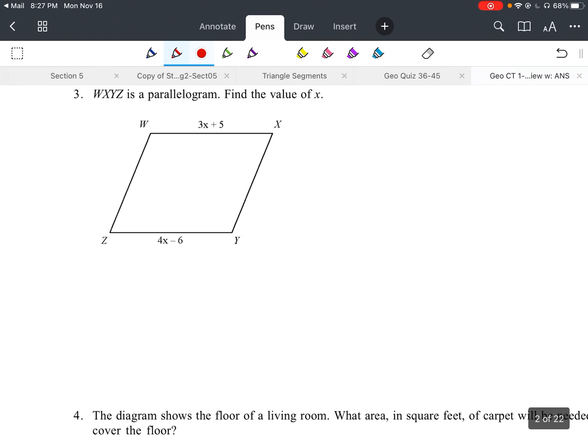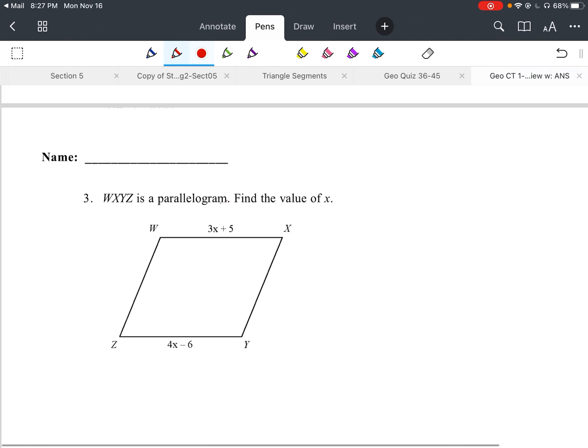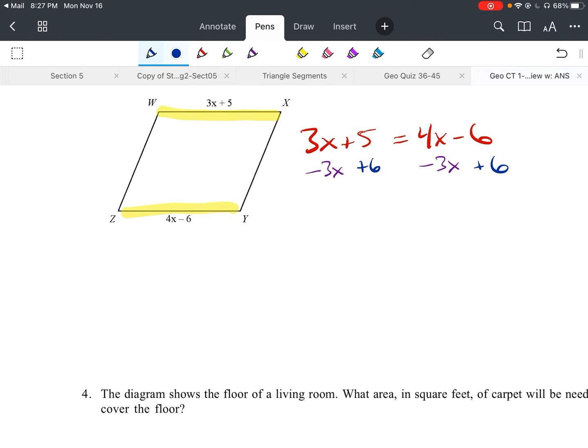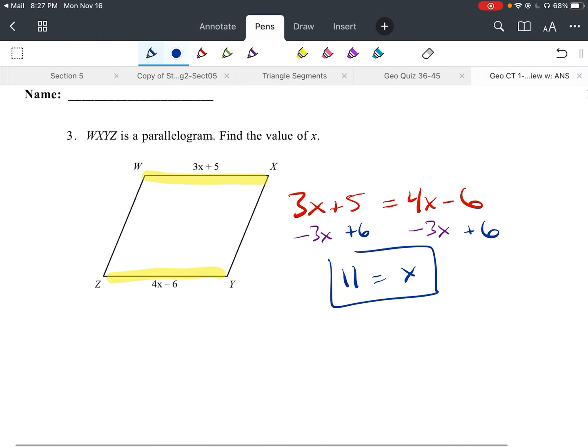Let's keep it rolling. Got a parallelogram. What's the value of x? Well, one of the properties of parallelograms is that opposite sides are both parallel and congruent. So these two things are equal to each other. So if things are equal, set them equal. There we go. And let's go ahead and get our x's together. Terrible life advice, but good math advice. And let's go. I'm going to use that joke forever now. This is 11 equals x. And they just double check to make sure you answered the question. Just find the value of x. Done.